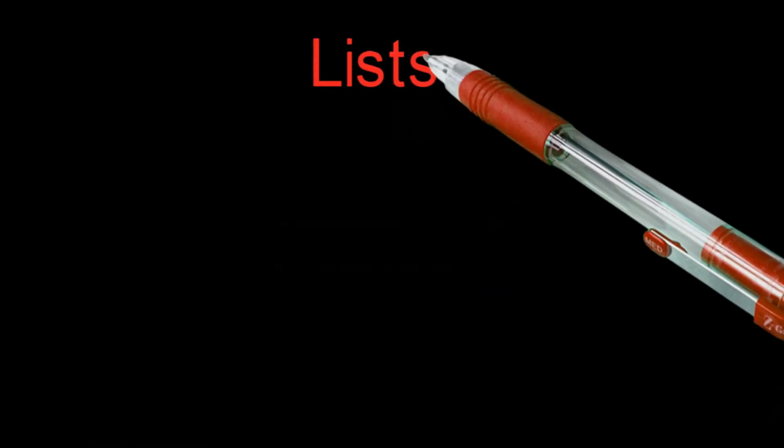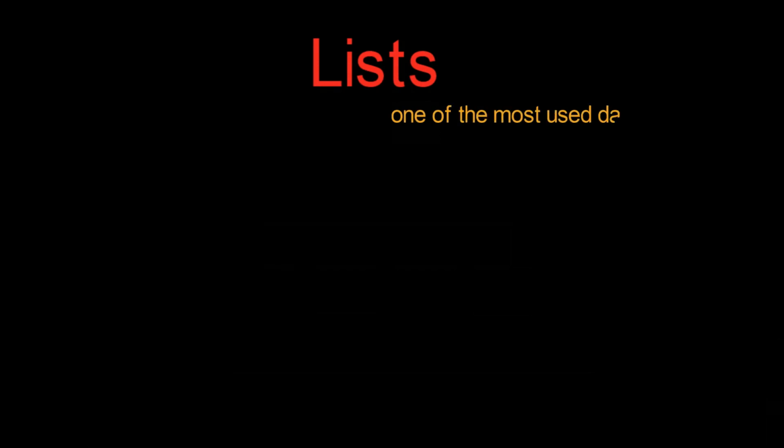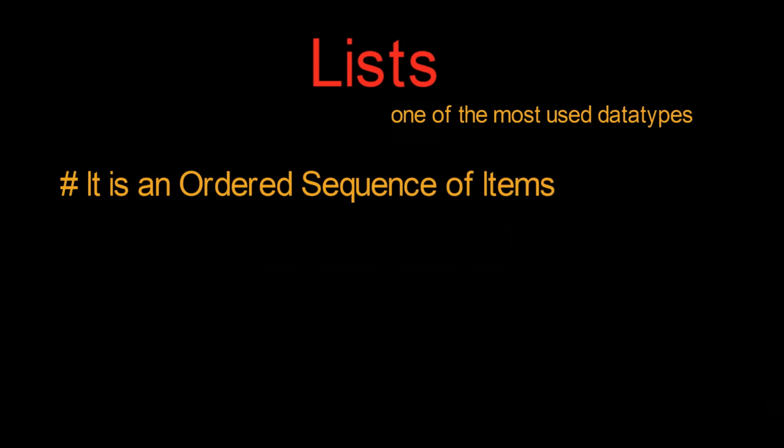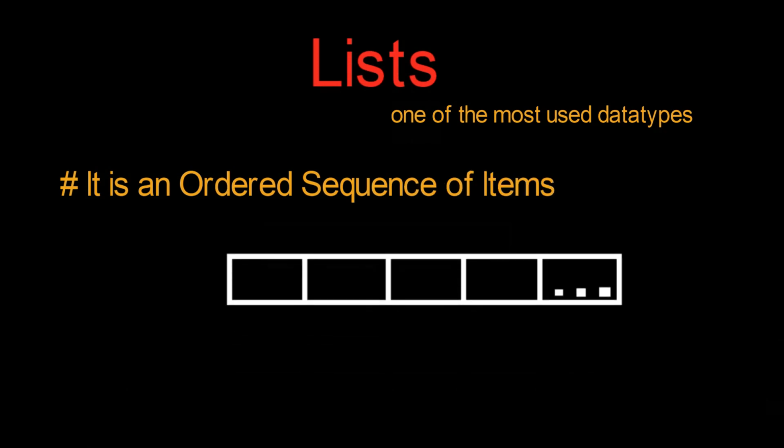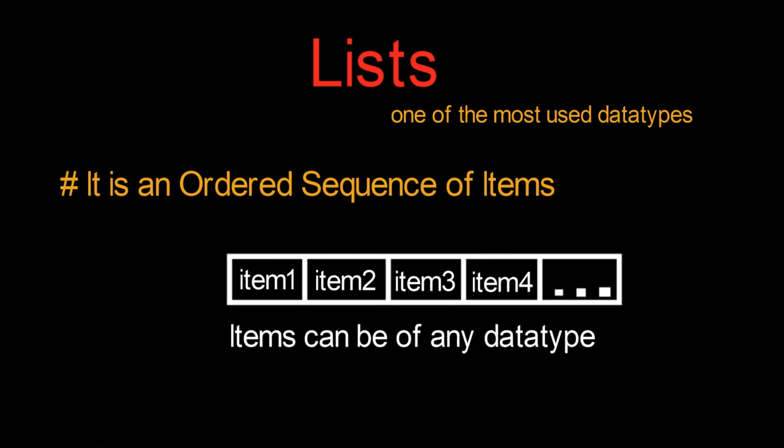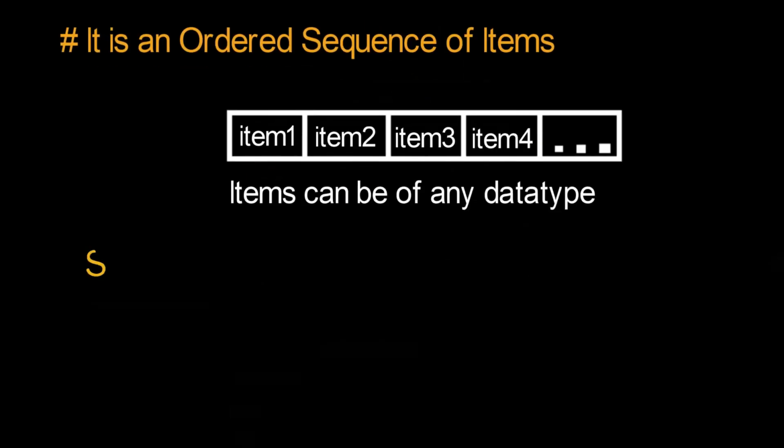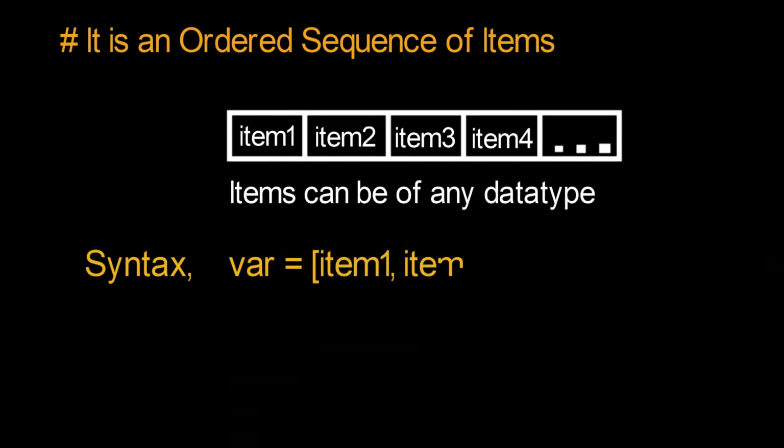Firstly, let's discuss lists. It is one of the most used data types in Python. It is an ordered sequence of items. List, as the name suggests, contains a list of values or items. These items can be of any data type like number, string, or even another list itself. It is represented inside square brackets with the items or values separated by a comma. The syntax will be: variable equals square bracket open, item 1, comma, item 2, comma, item 3, and square bracket close.